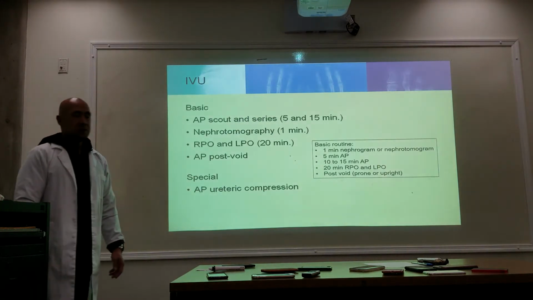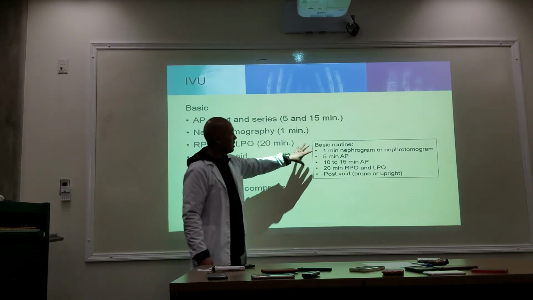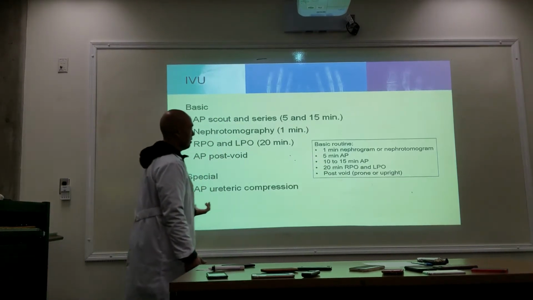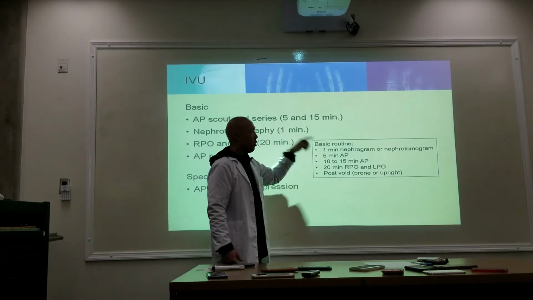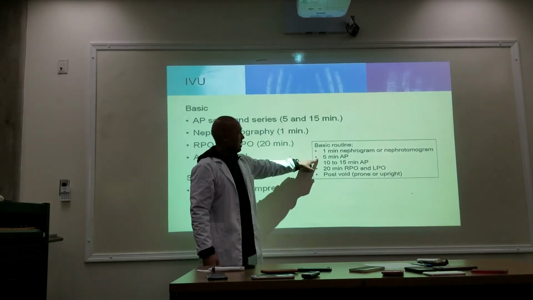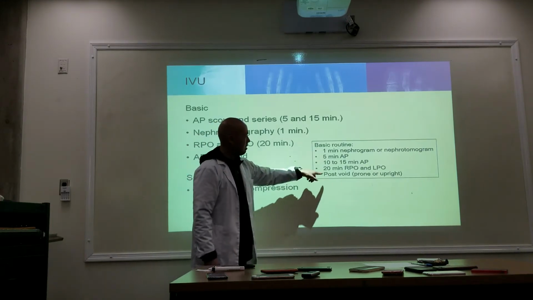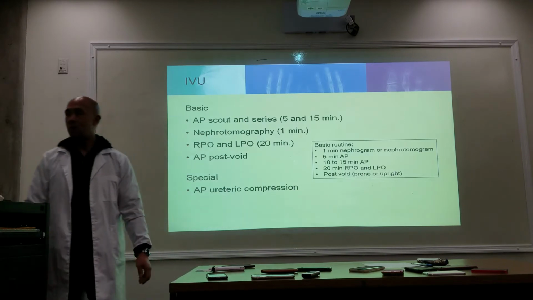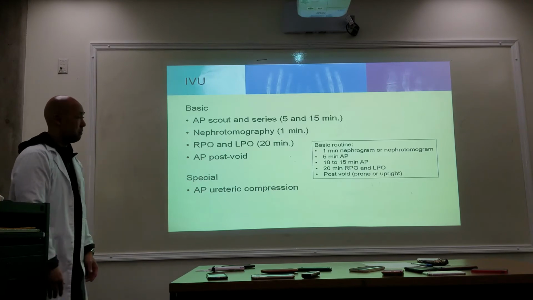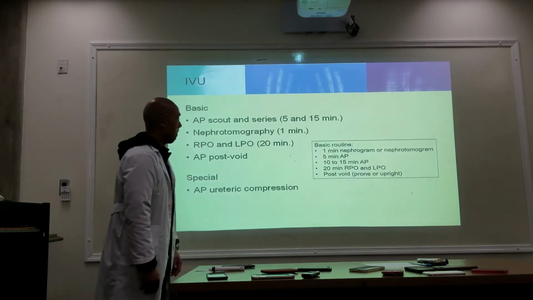Okay. So I put this up here again for you guys because here we have our basic views, and this is generally the order that we do it in. So after injection of the contrast, you're going to do your 1-minute nephrogram or your 1-minute nephrotomogram with the sweep. 5-minute AP, 10 to 15-minute AP, 20-minute RPO and LPO. There you go, do your post-void. We do it either prone or supine. Why do we do it prone instead of supine? Puts the bladder closer to the image receptor, okay?